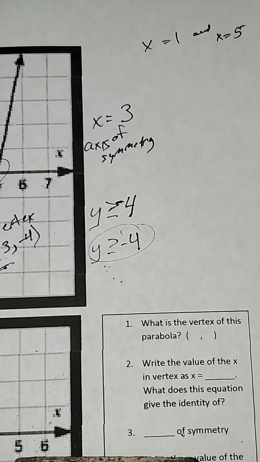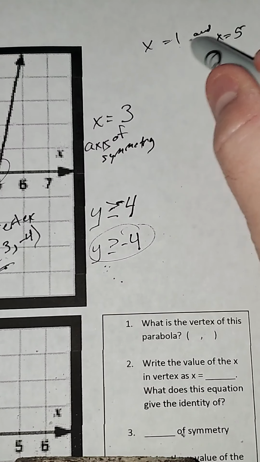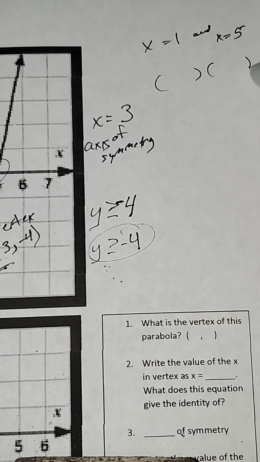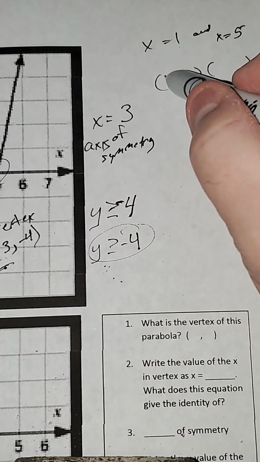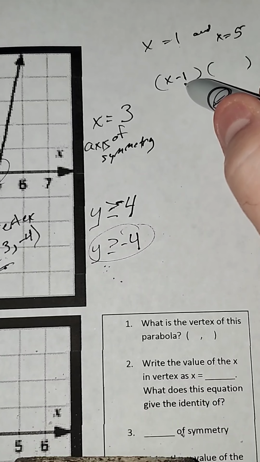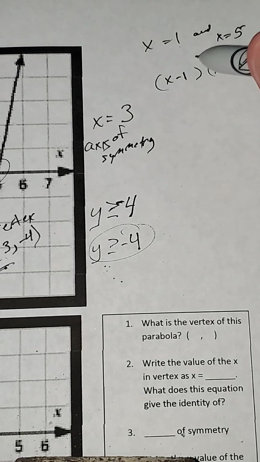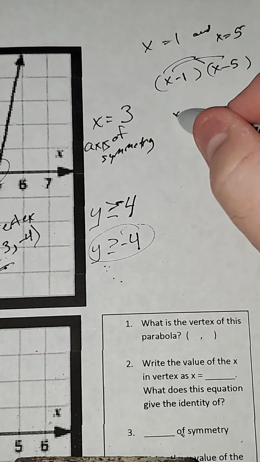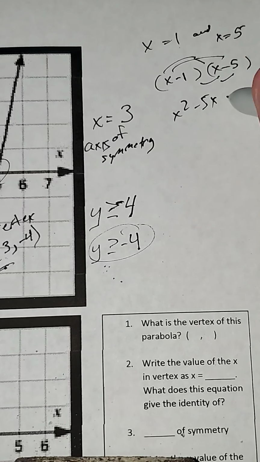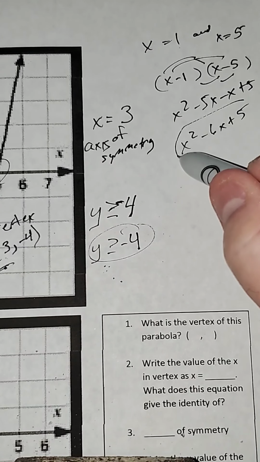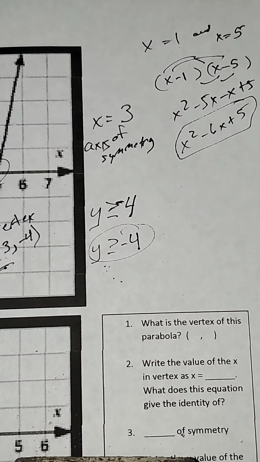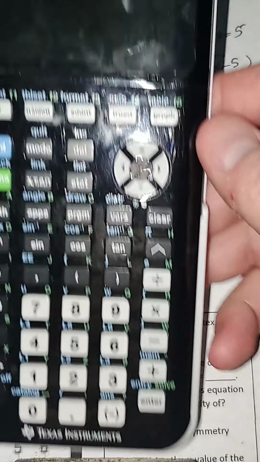Now, there's a little thing we have to do, and you'll get this in other lessons. If I take these two numbers and I create two factors, and instead of a positive 1, I make it a negative 1 inside of here, and instead of a positive 5, I make it a negative 5 in there, and I do my FOIL, which is x squared minus 5x minus x plus 5, and then I combine, I get x squared minus 6x plus 5. Okay, there's my equation.